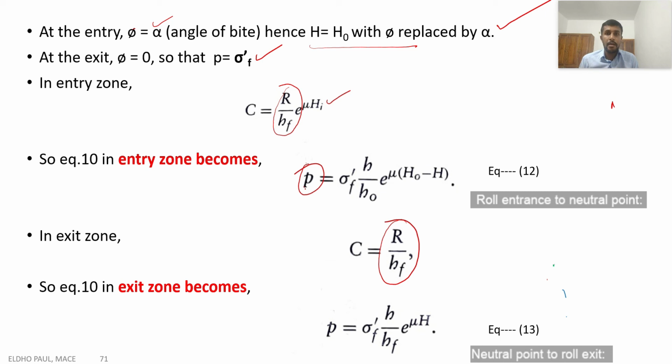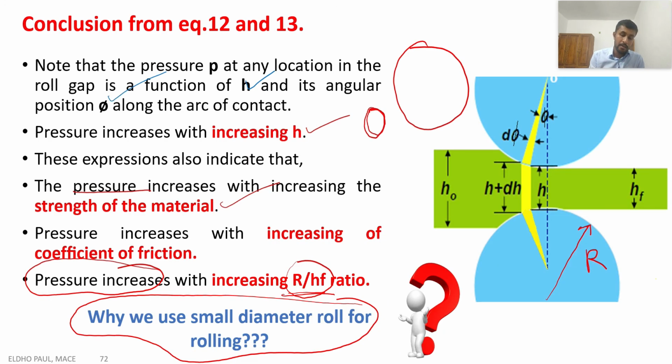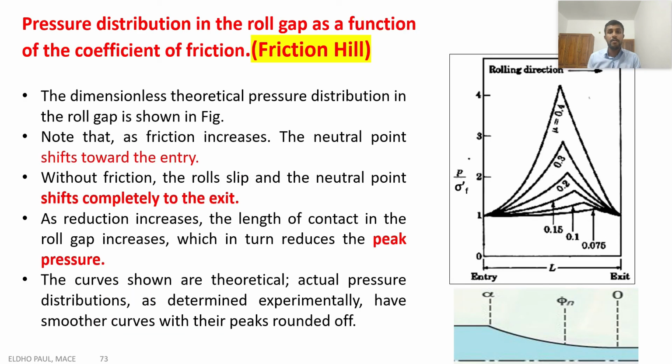But one difficulty of using a small diameter roller is that there is a chance of bending of the rollers. To avoid this type of bending, we use different types of backup rollers. For example, in the case of planetary roll, we can see a number of backup rollers supporting the small diameter roller. So this is the equation which gives the answer for why we use small diameter rolls for rolling operation, which will reduce the pressure requirement for rolling operation.